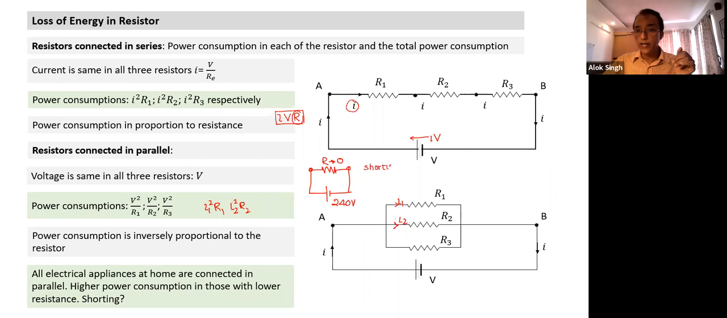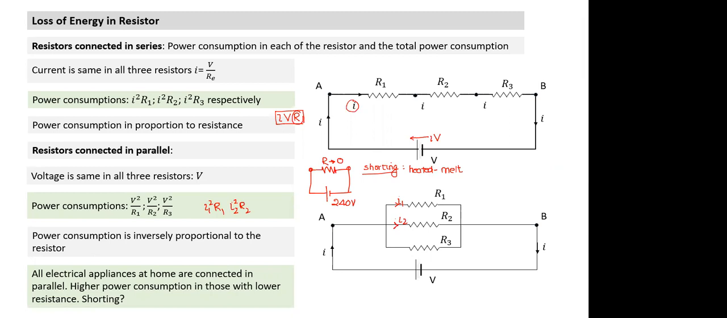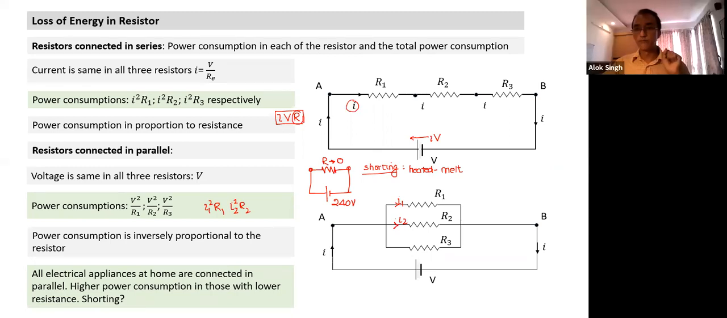If you connect, what will happen? The wire may get very much heated up and the wire may fuse. Wire may melt. Does it make sense? Why would the wire melt? It makes some sense or not? That's what fuse wire does at home.